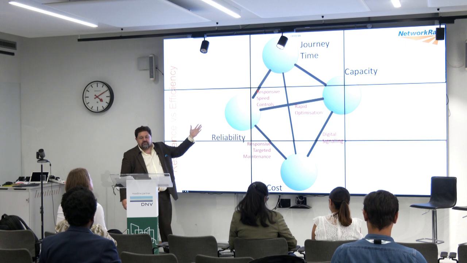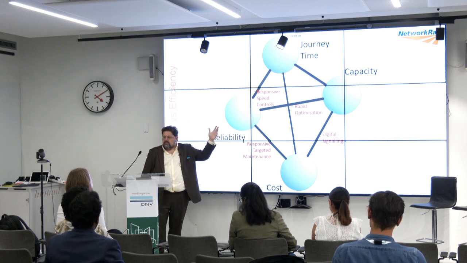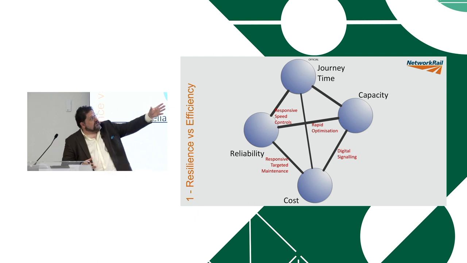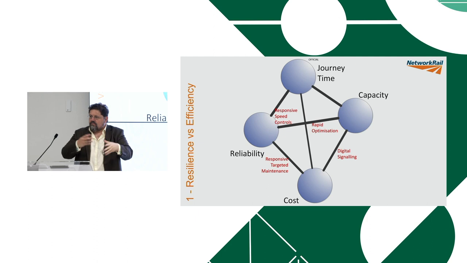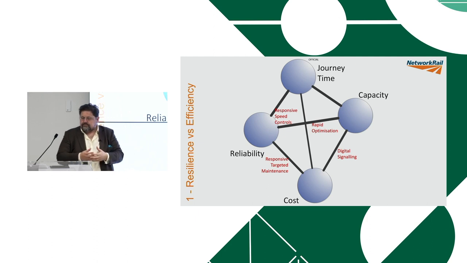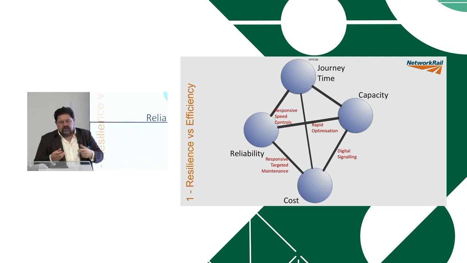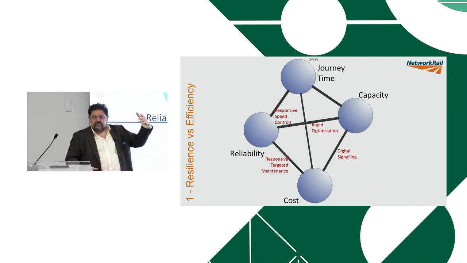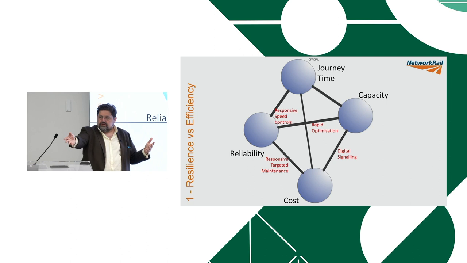So we can have more responsive speed controls. So that's around two things. That's around traffic flow, managing traffic. So we can run trains closer together, so it gives us a benefit of capacity against reliability, because we can be more responsive when things aren't going quite how they should. We can also use that to respond, from a reliability perspective, to geotechnical risks, which is where we come back to the soil and moisture twins that we were talking about earlier.